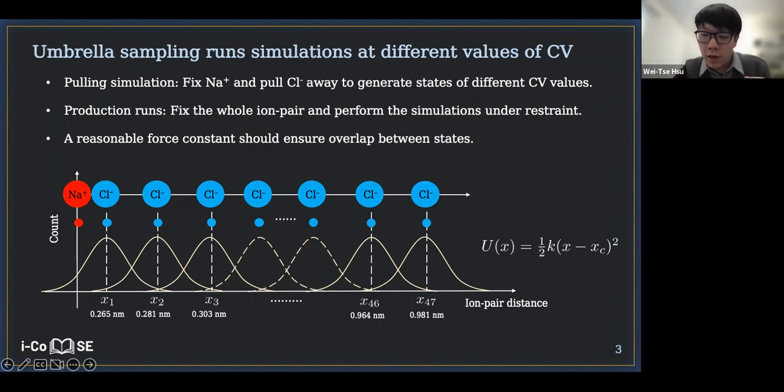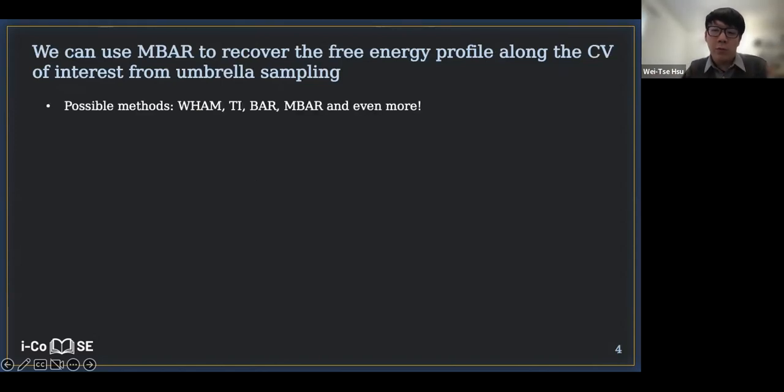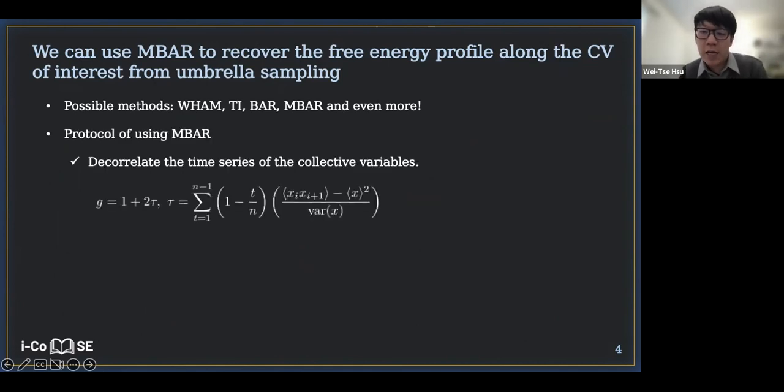Basically, the idea of umbrella sampling is to divide the entire reaction path into several windows. As long as we have data from distributions that cover the entire CV range, then we can stitch these distributions together to get the free energy surface. So how do we stitch a bunch of distributions? There are a few popular methods such as WHAM, TI, BAR, and MBAR, or even more variations. MBAR is the method that has provably the smallest variance in its result, so it is generally the recommended method.